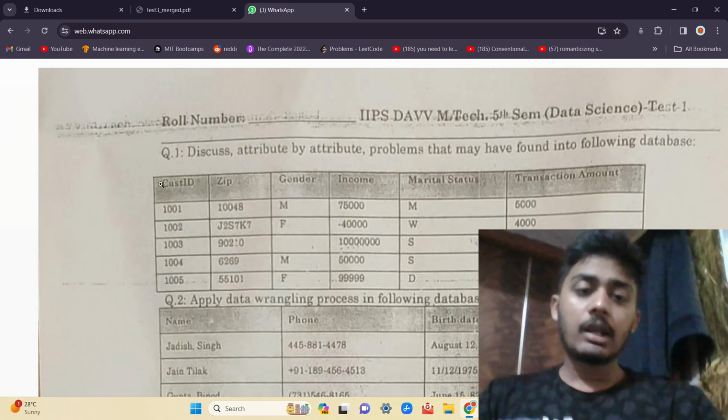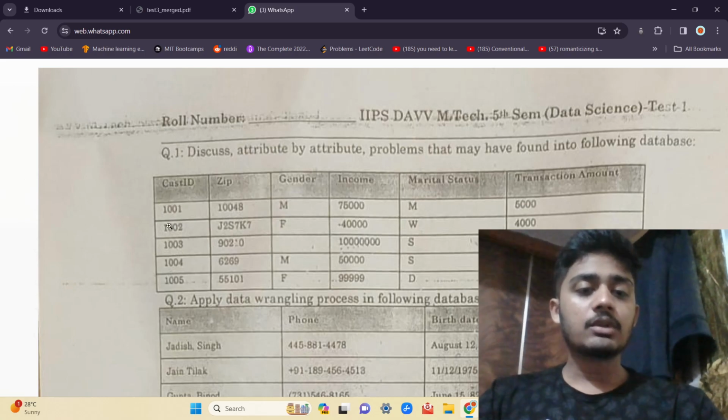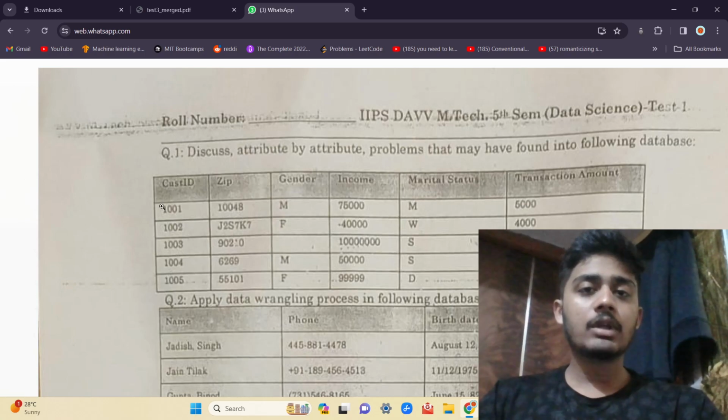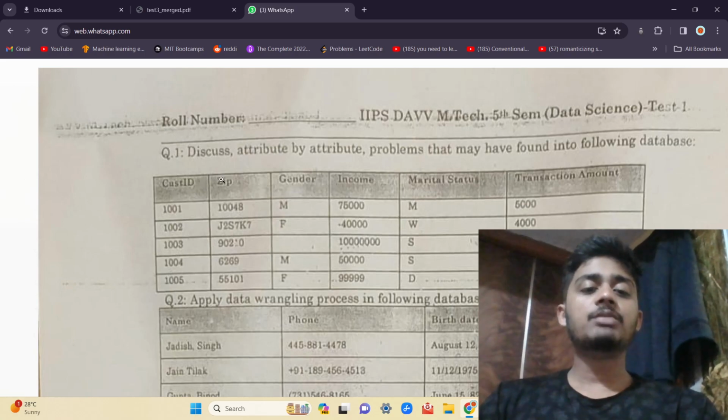Here we can see that everything looks fine, because 1001, 1002 and the rest are all integers, all having four numerical digits. That is fine, so we can say that the customer ID is good. Now let's jump into the zip.